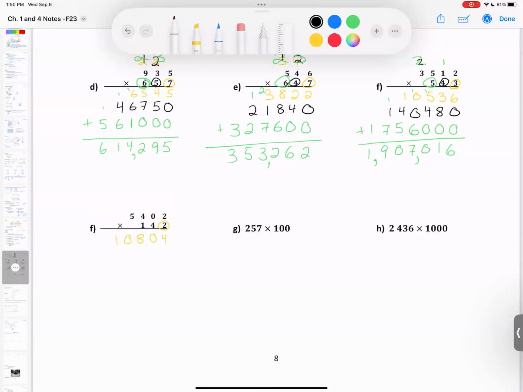Now we can move on to the tens column. So we're going to add a 0. And then 4 times 2 gives us 8. 4 times 0 is 0. 4 times 4 is 16. Carry that 1. 4 times 5 is 20. Carry the 1 for 21.